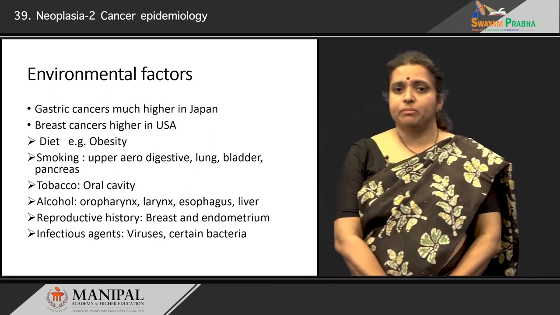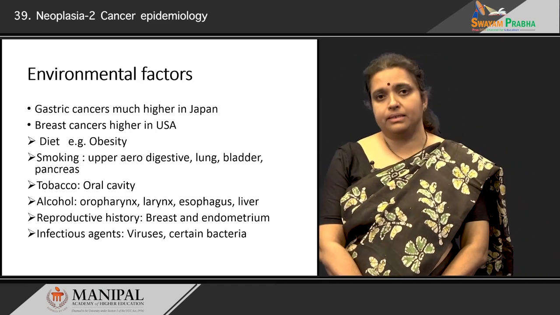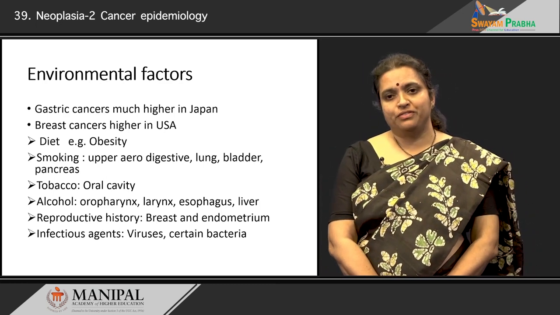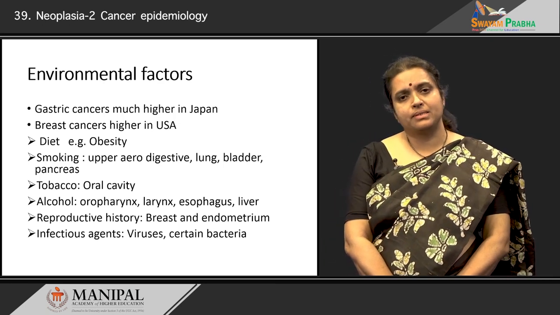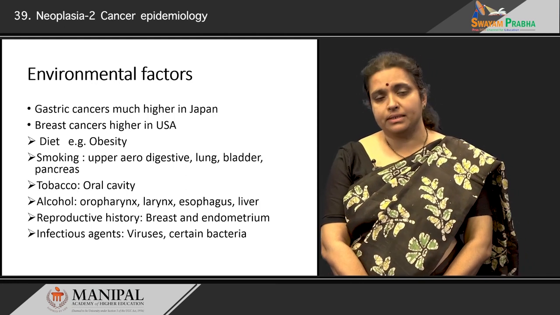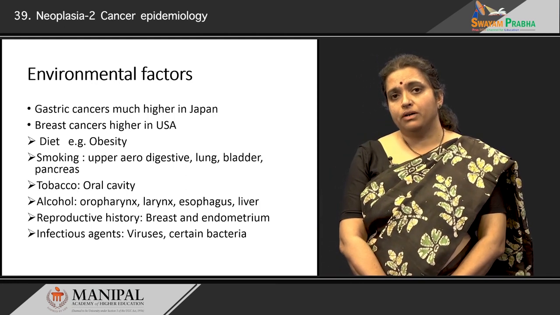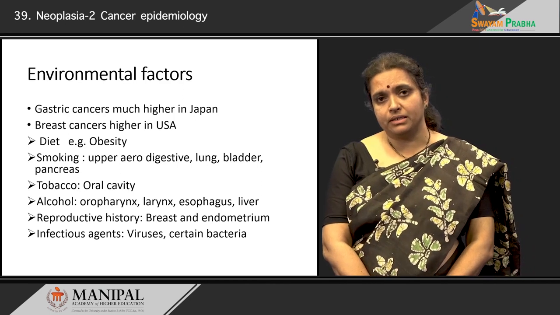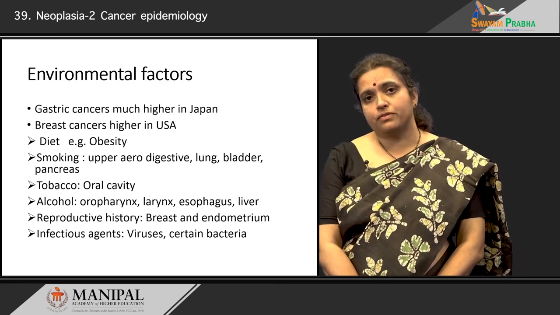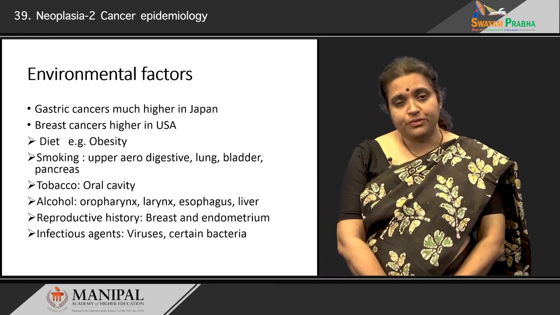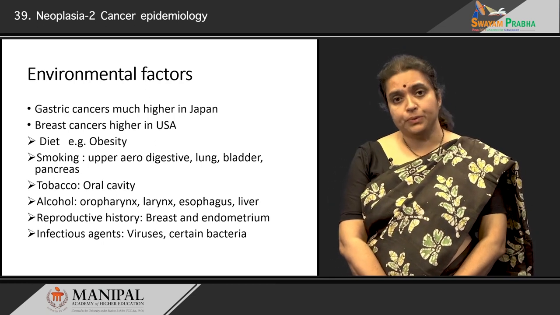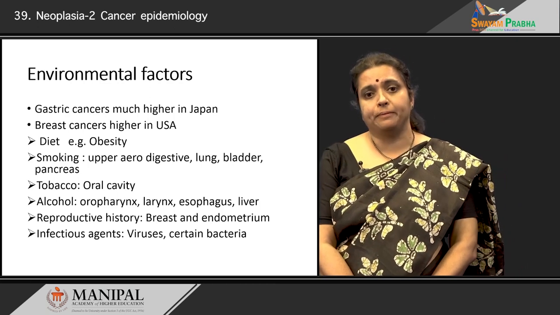So, what are the environmental factors that affect the development of cancer, and how is it different in different countries? It is seen that for some reason gastric cancers are much higher in Japan. This could be due to some of the food habits that are prevalent in that country. The high consumption of salted food, high consumption of smoked foods. So, that could be one of the reasons. Whereas breast cancers are very high in the USA and not so much in Japan.